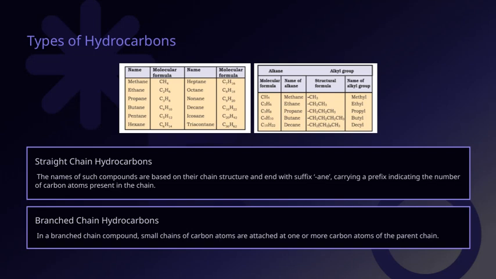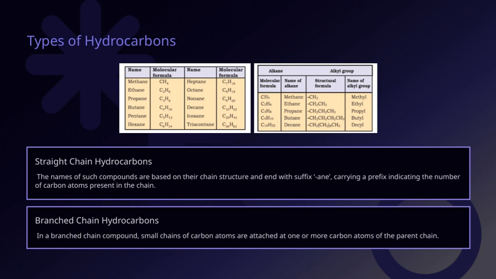Let's talk about branched chain compounds. In these structures, small chains of carbon atoms are attached at one or more points along the main or parent chain. Think of it as a main road with little side streets branching off. These branches can vary in length and position, which makes each compound unique.